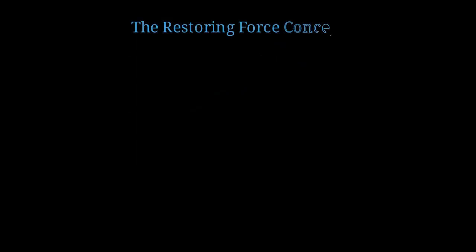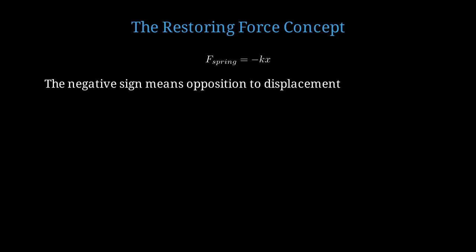There's another way to write Hooke's law that emphasizes an important concept. When you stretch a spring, it exerts a restoring force, trying to return to its natural length. F spring equals negative K times X. The negative sign is crucial. It indicates that the force exerted by the spring is in the opposite direction to the displacement. If you pull the spring to the right, it pulls back to the left. This negative sign embodies the very nature of elasticity. Elastic materials resist deformation. They always try to restore themselves to their equilibrium position.